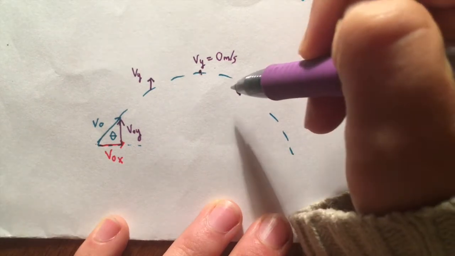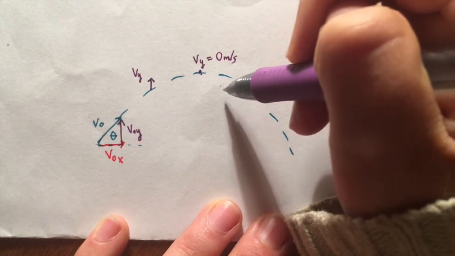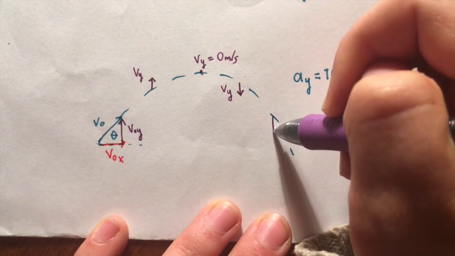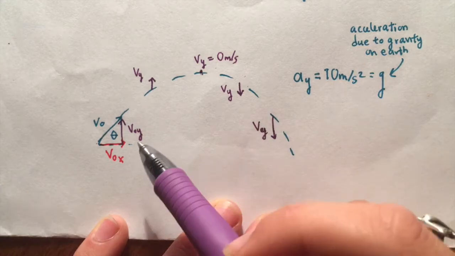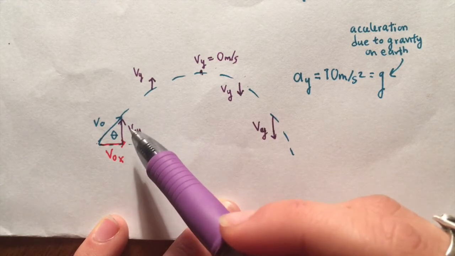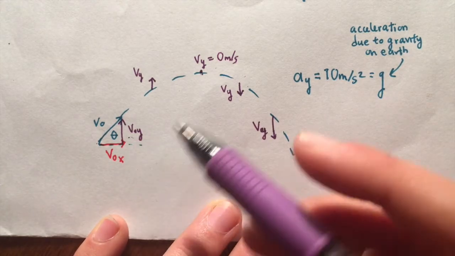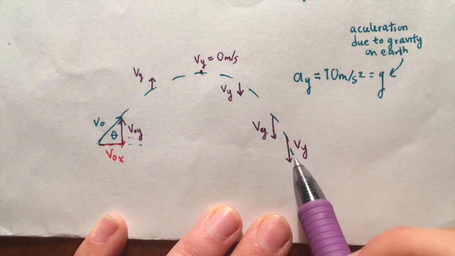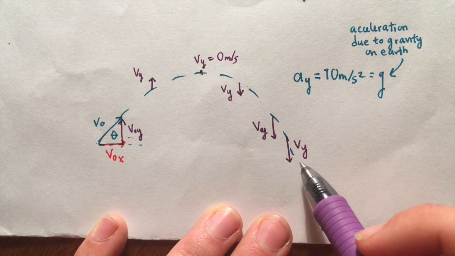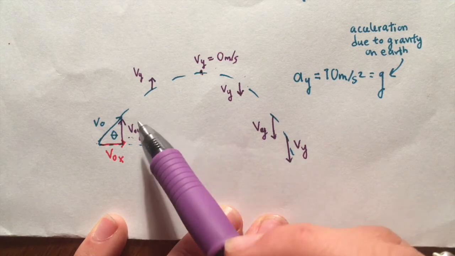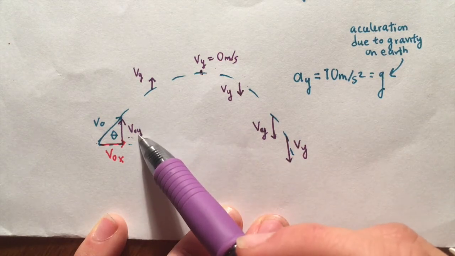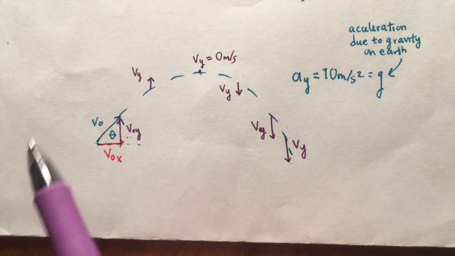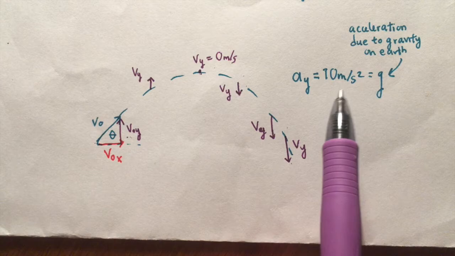So now the vertical component of the speed will be pointed downwards. And then it's going to go faster and faster and faster, which means my arrow is going to get longer until it ends up with the same vertical speed that it had at the beginning, except pointed downwards. So the vertical component of the speed at the end is equal to the vertical component of the speed at the beginning. It's just pointed in the opposite direction. So what caused this to happen? The acceleration due to gravity.